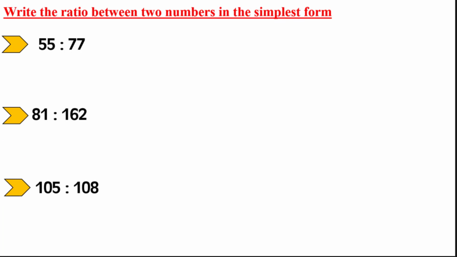Write the ratio between the two numbers in the simplest form. We can here use divisibility rules. You can pause the video and do the exercise by yourself. 55 and 77 are divisible by 11. The two numbers are symmetric. So it will be 5 to 7.